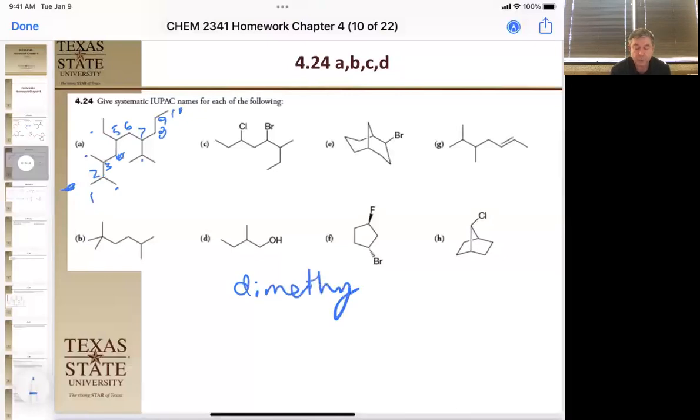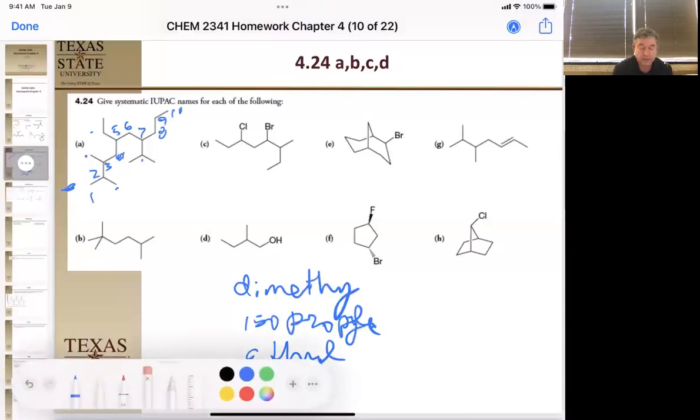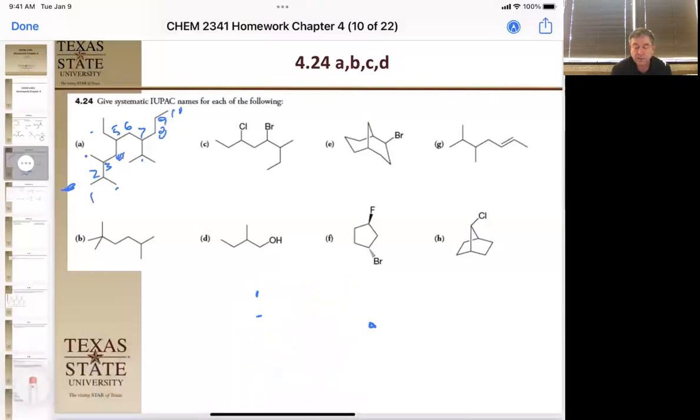We have an isopropyl, propyl. We have an ethyl group, ethyl. And so alphabetically, ethyl is going to come first. And then we'll have isopropyl, and then we'll have the dimethyl, for the methyl, not the di, just the methyl. So let's string that all together now that we know all of our different parts.